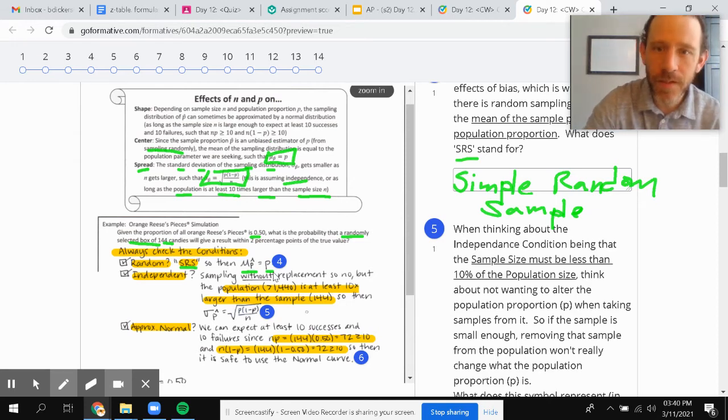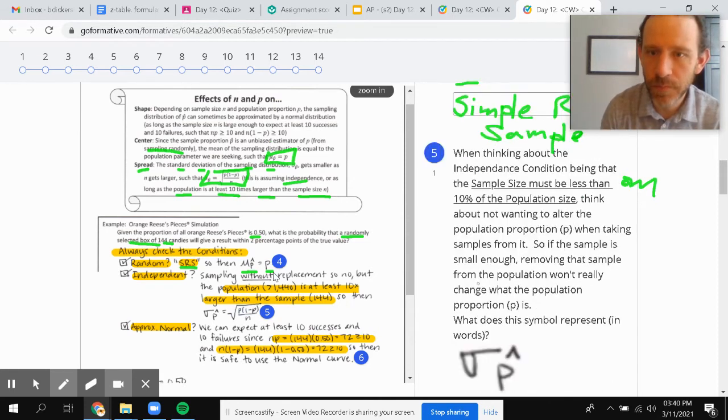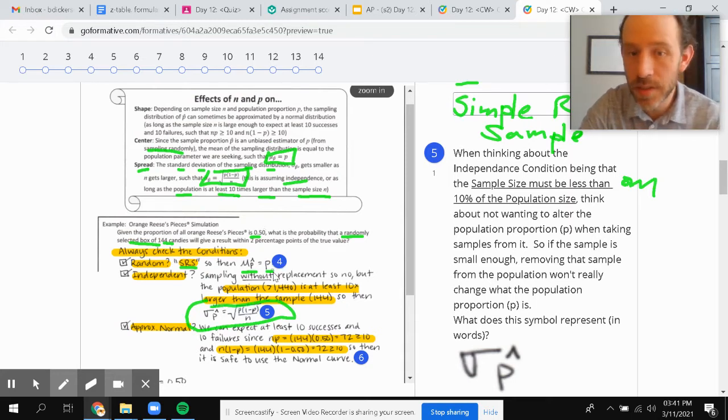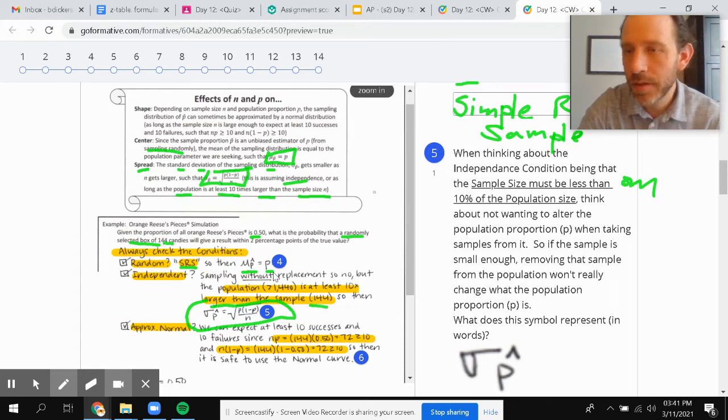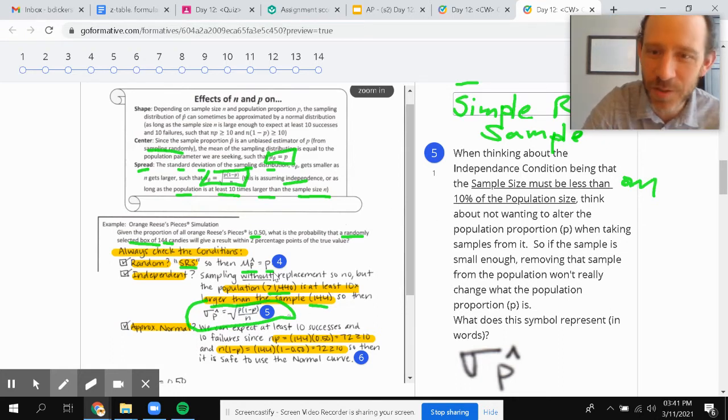All right, let's take a look at number 5 now. We looked at the fact that to be able to talk about spread using this standard deviation formula, this one here, we would want to know that the population is more than 10 times the size of the sample. We have a sample size of 144 here. There's definitely more than 10 times that as a population for Reese's. You're talking about millions and millions of Reese's candies. So that allows us to use this formula.